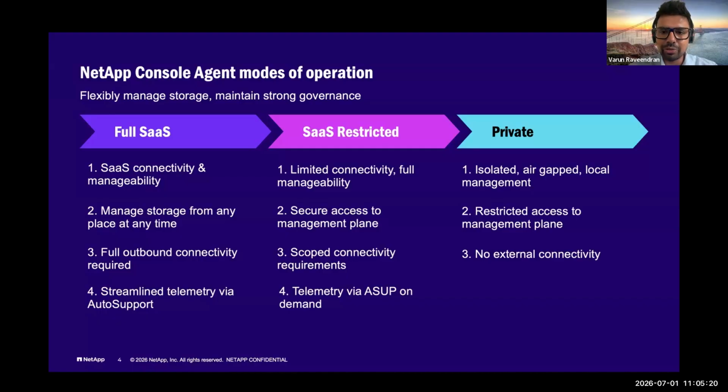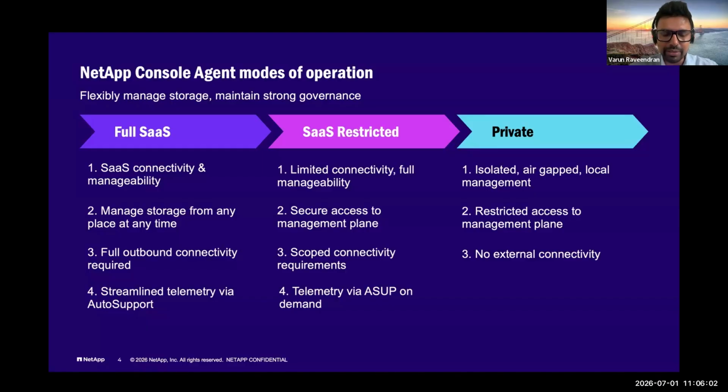Full SaaS offers you the richest experience. It gives you complete integration with the SaaS platform, which is the NetApp Console. Of course, you have to enable complete outbound network connectivity. What I mean by network connectivity is the API endpoints to the NetApp endpoints as well as your hyperscaler endpoints. In full SaaS, you can deploy your console agent through a guided workflow, which makes it much easier and simpler for you customers to deploy your agent for the first time. And you can access your agent through the NetApp Console public URL itself.